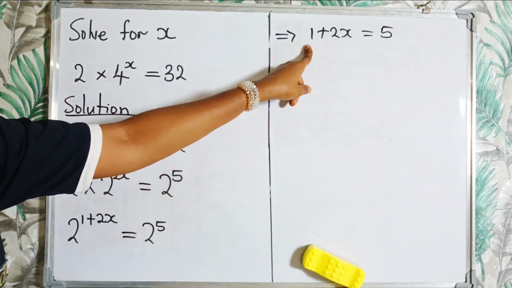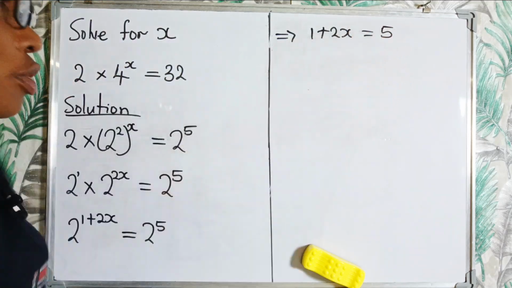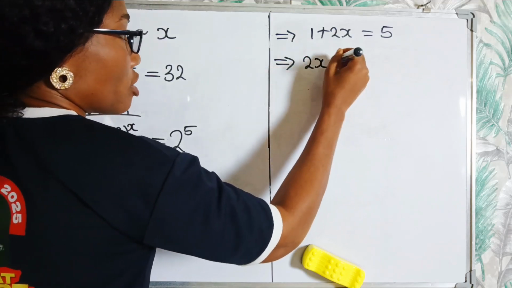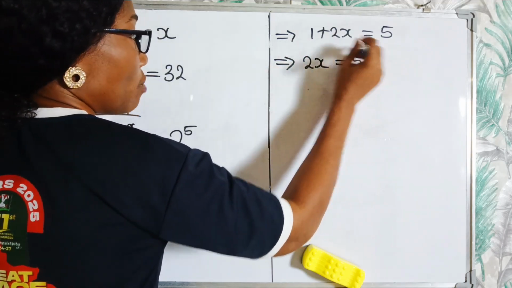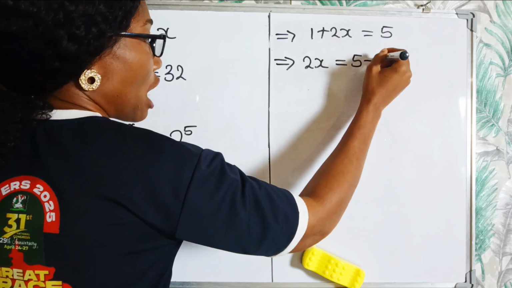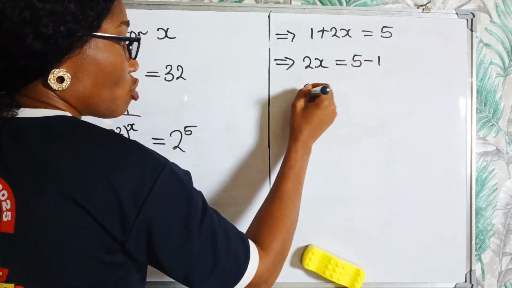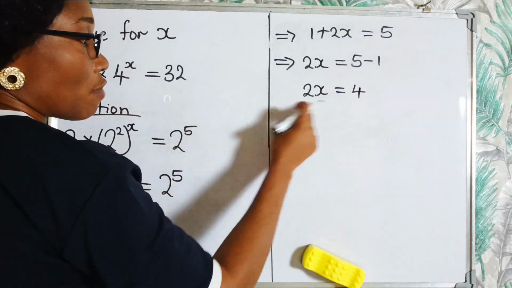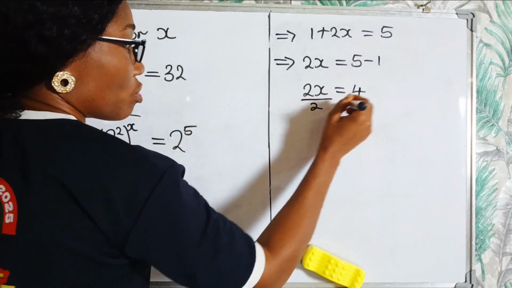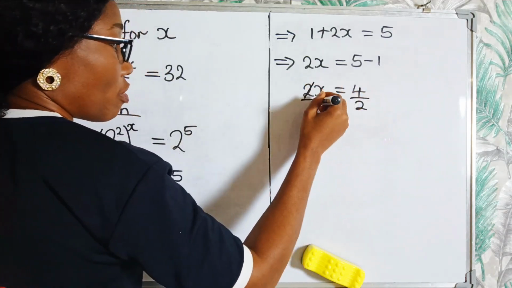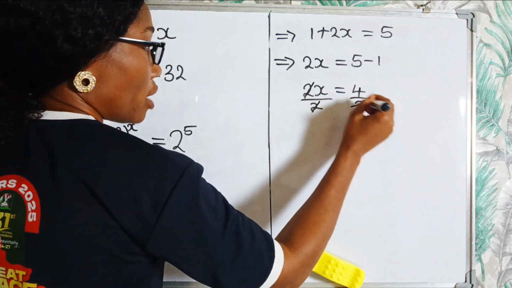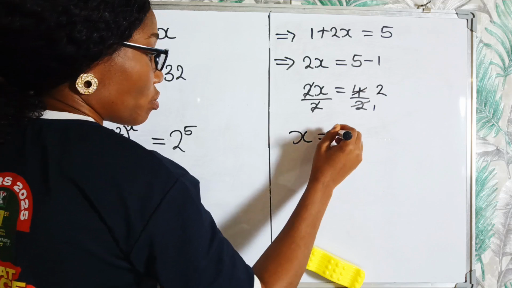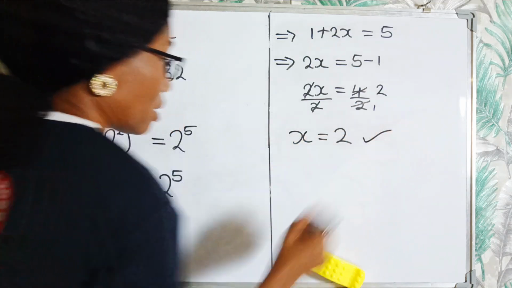Now to get the value of x, we have to move this one over here first. So now we are going to have 2x is equal to 5. When 1 crosses over, it becomes minus 5 minus 1. So 2x is equal to 4. So getting the value of x, we divide both sides by 2. This takes care of this. This cancels itself 1. This into this is 2. So our x is equal to 2. This is our final answer.